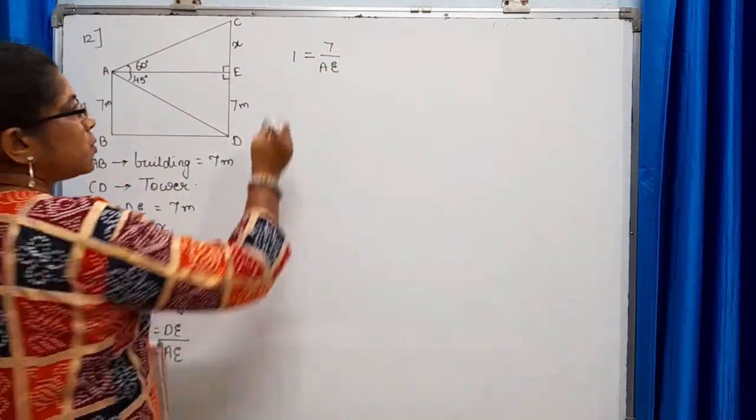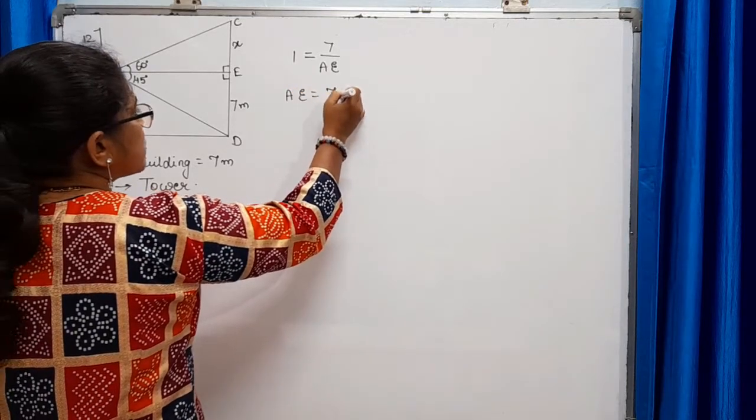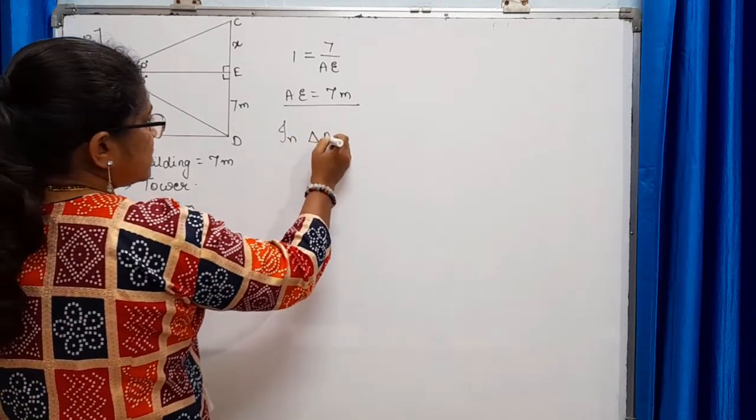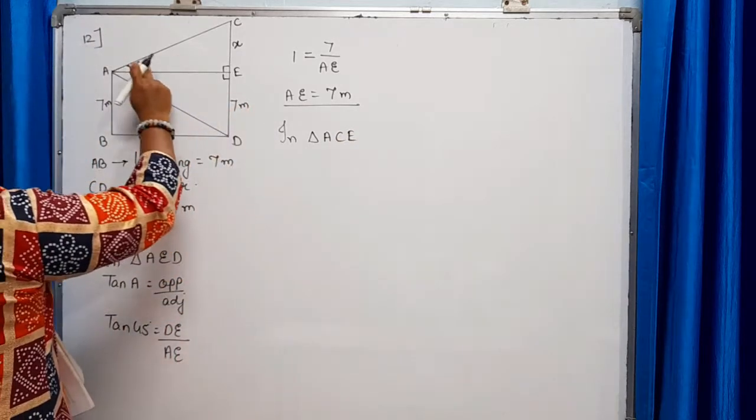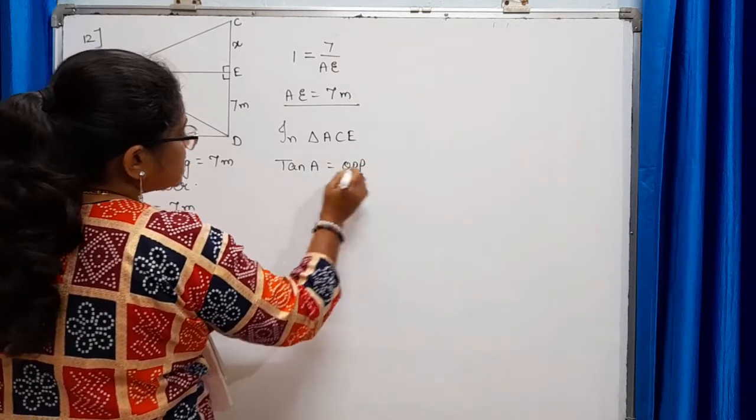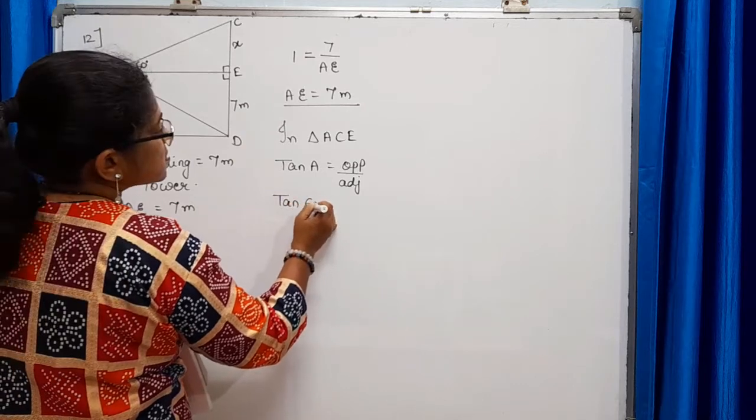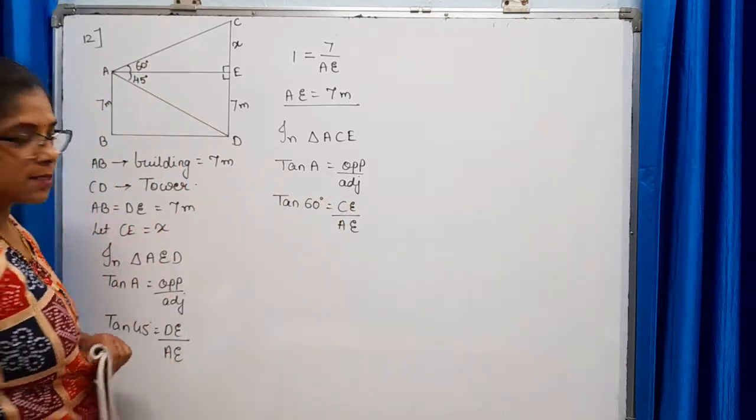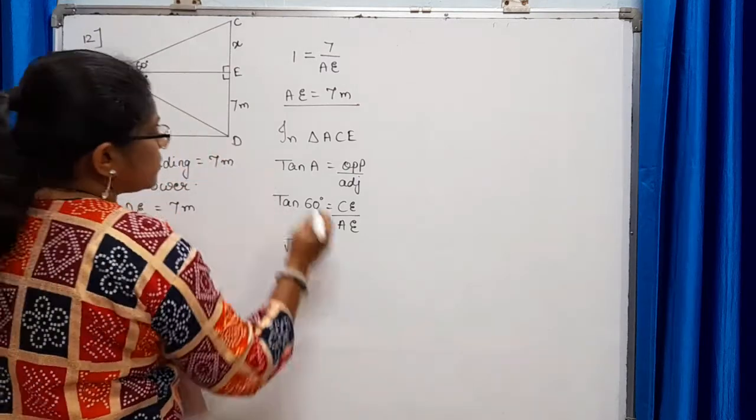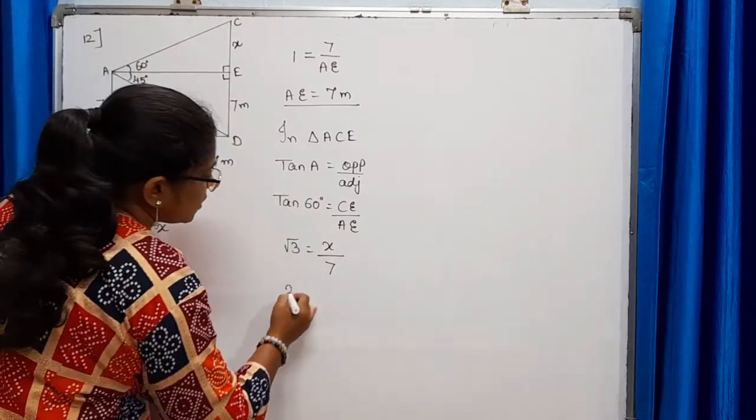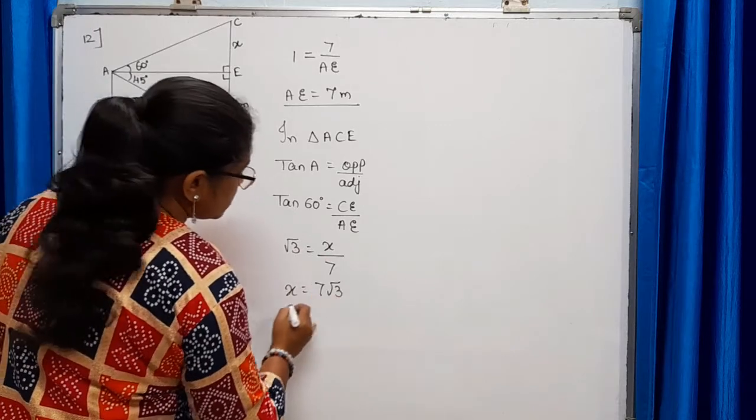So, from this what we get? We get AE is equal to 7. Now, let us move to triangle ACE. In the triangle ACE, tan A is opposite side upon adjacent side. Now, in this triangle, measure of angle A is 60 degrees. Opposite side is CE and adjacent side is AE. Tan 60 is root 3. CE is X and AE is 7. So, from this what we get? We get X is equal to 7 root 3.